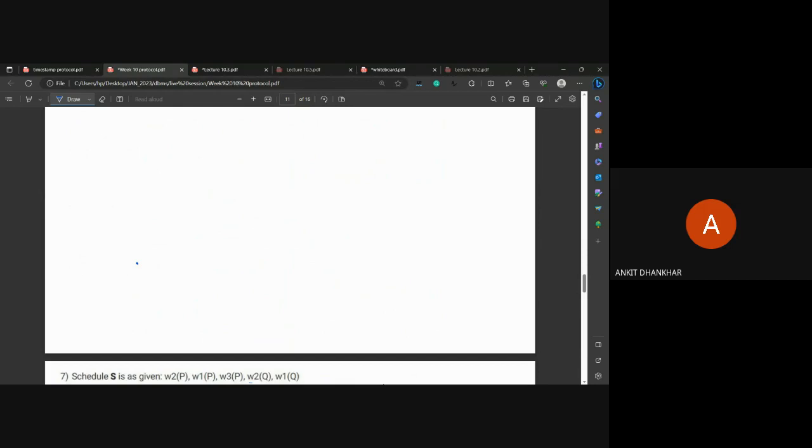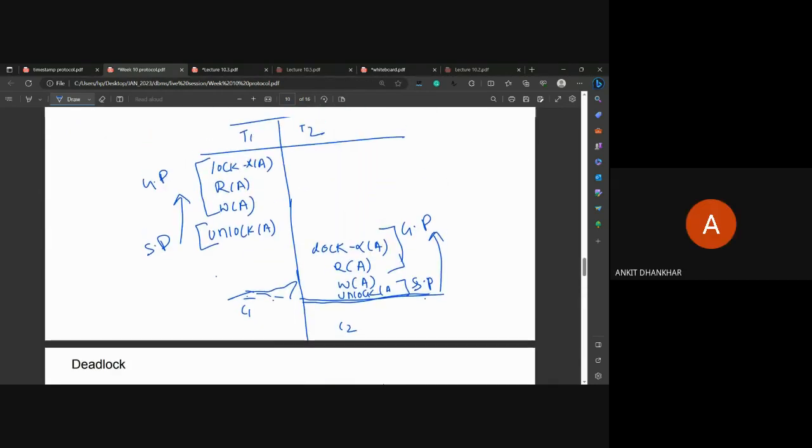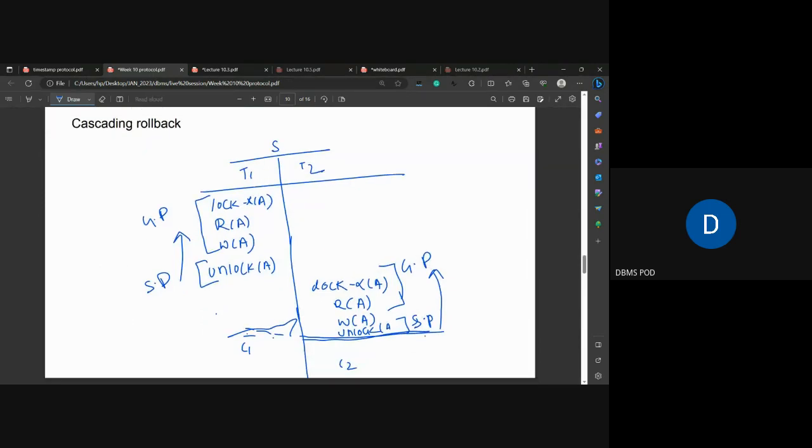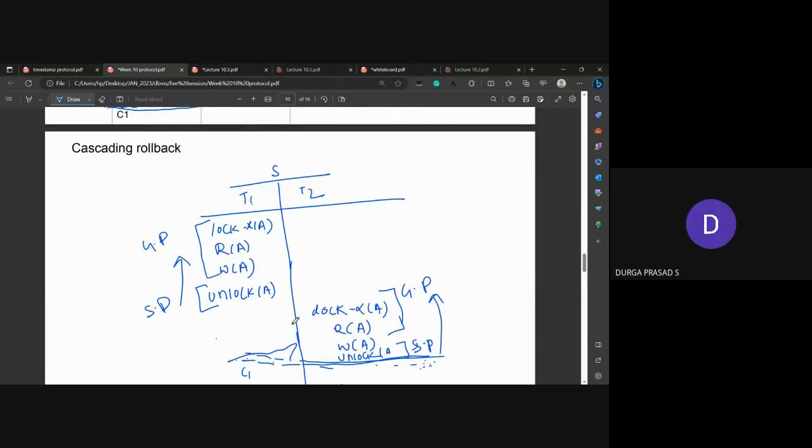Sir, my network was not strong. Can you repeat what cascading rollback is? Suppose there is a failure at this point. Due to one failure, we have to roll back all the transactions. This is called cascading rollback. So if T1 fails and we have to show the complete rollback, then that is cascading rollback.